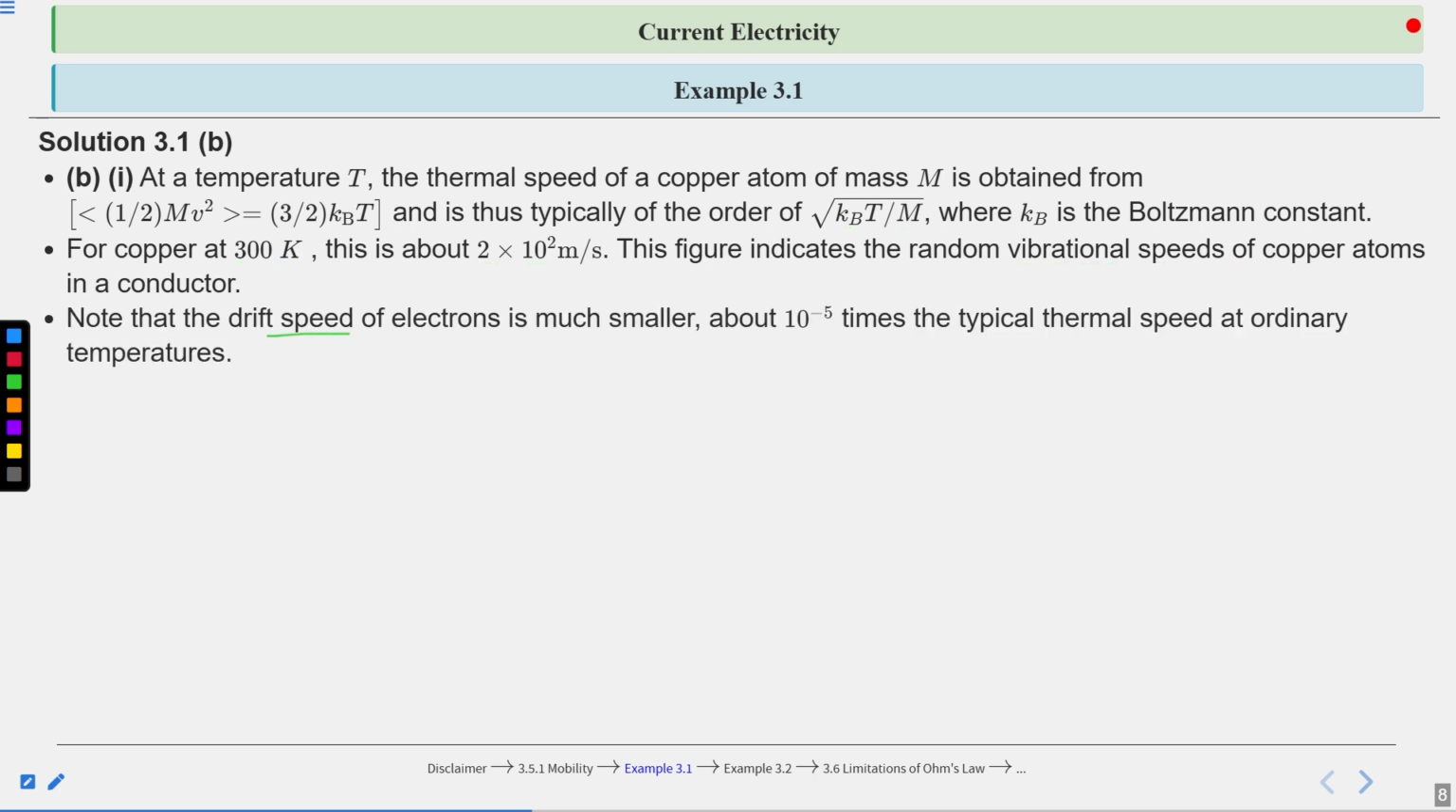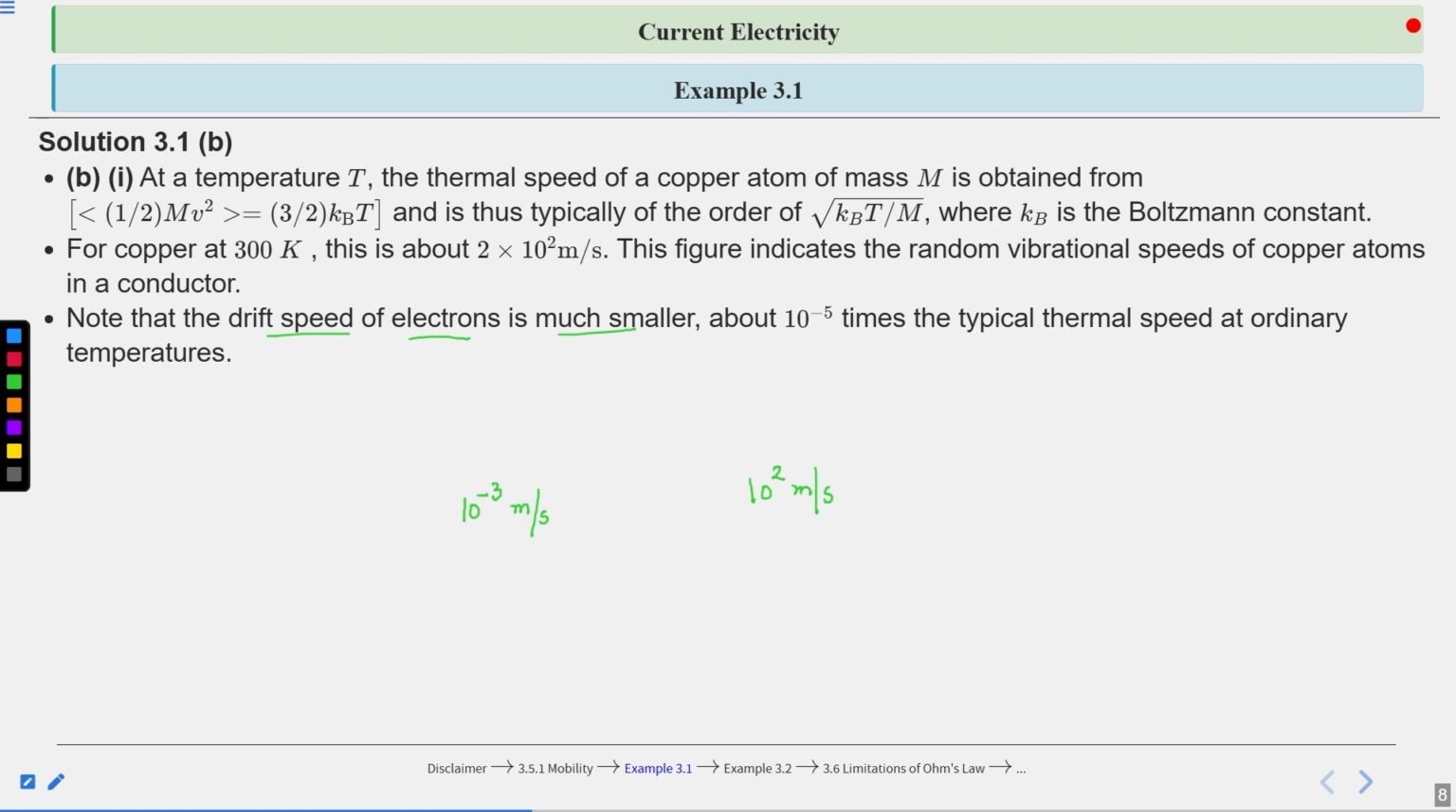Note that the drift speed of the electrons is much smaller. Now we are comparing it with drift velocity. What was the order of drift velocity? The order of drift velocity was 10 raised power minus 3 meter per second, that is 1 millimeter per second. And the order of thermal speed is 10 raised power 2 meter per second. So drift speed is much smaller than the thermal speed of copper atoms.